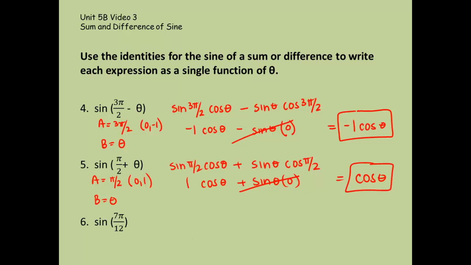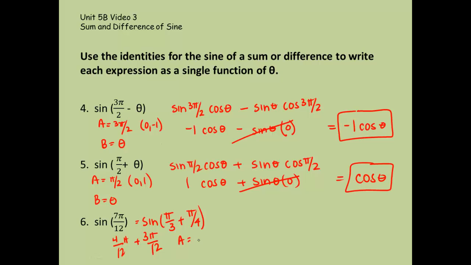Okay, last one. We're going to have to use a little manipulation because I have no idea where my twelfths are. But I do know that 4 twelfths plus 3 twelfths adds up to 7 twelfths. So my 4 twelfths is really a pi over 3 when I reduce that, plus my 3 twelfths is a pi over 4. In this case A and B don't really matter, so if you put pi over 4 first, that's okay. We'll get the same result.